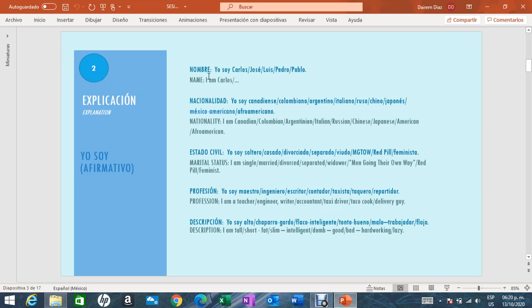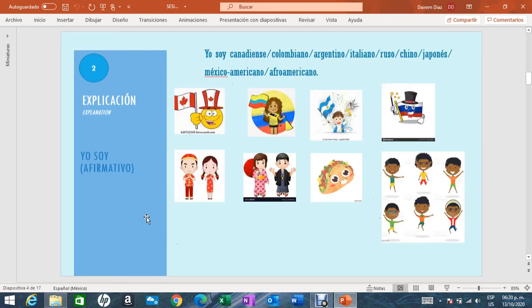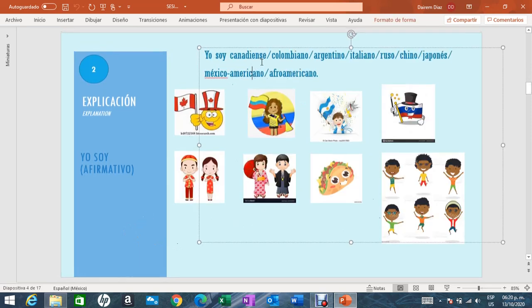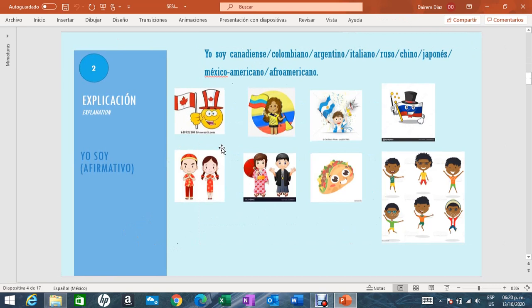We will continue checking the vocabulary for nombre, nacionalidad, estado civil, profesión, descripción. So repeat after me once again. Nombre, nacionalidad, estado civil, profesión y descripción. Okay, next one. So the first one says, yo soy canadiense.